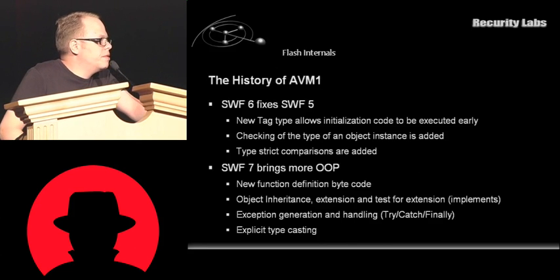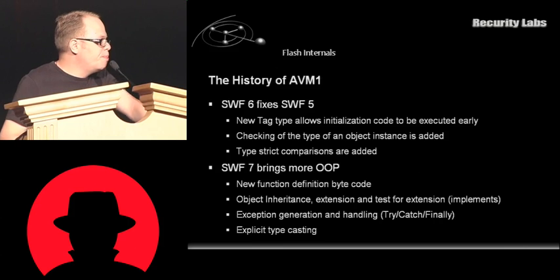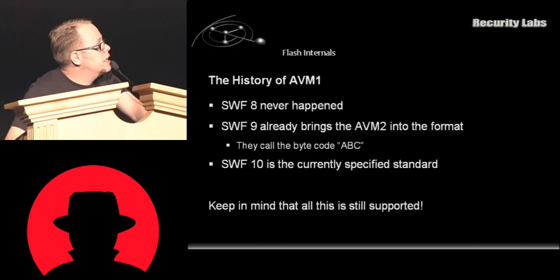In 7, the OOP functionality was enhanced, so the objects actually could have inheritance and extension, and they introduced exceptions because they're useful, and they introduced explicit typecasting. Version 8 never happened, and version 9 then introduced the AVM2 into the format which we're looking at right now, which is SWF version 10. Keep in mind that's all still supported.